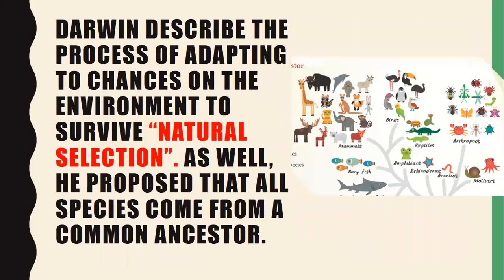So with that, Darwin described that the process of adapting to changes in the environment is called natural selection. As well, he proposed that all the species come from a common ancestor. Basically, he's telling you that natural selection is the process in which nature selects which animals or species are the most suitable to survive in the environment.